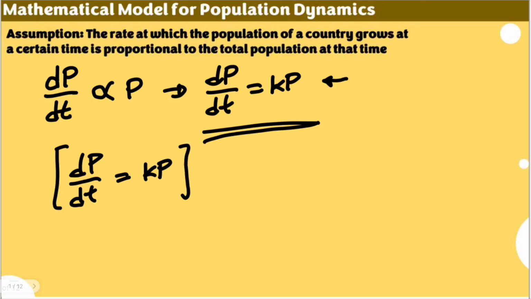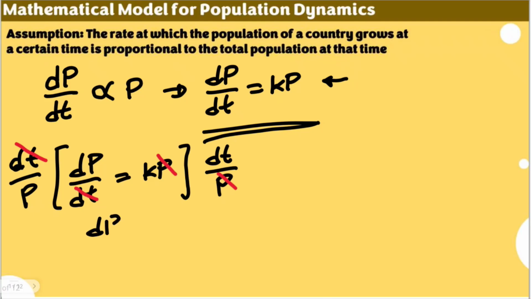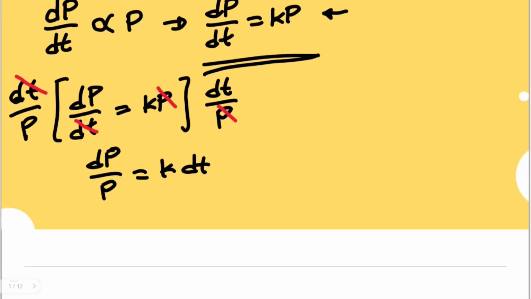We're going to multiply both sides by dt over P, so that we can cancel this, and what remains on the left hand side would only be dP over P is equal to k dt. Once we have separated the variables, we are going to take the integral of both sides. So we have the integral of dP over P is equal to the integral of k dt.